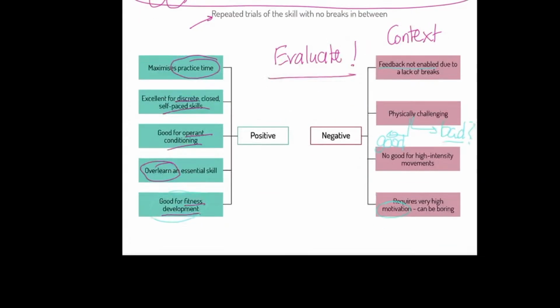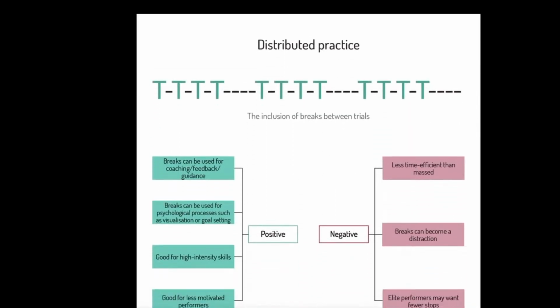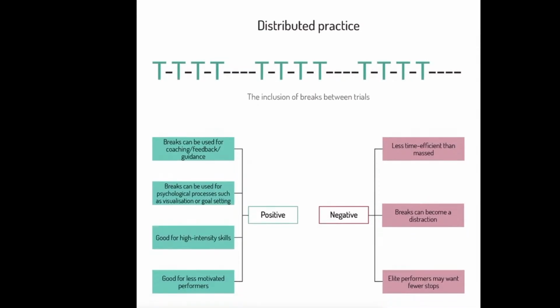Now, of course, one of the alternative types of practice is distributed. Remember, your T is a trial, and those little dashes are stops. You need to start noticing we've got practice time, break. We've got practice time, we've got break, and of course that would continue over and over again. So the question we've got to ask ourselves is, what are these breaks for? What will we use those for?